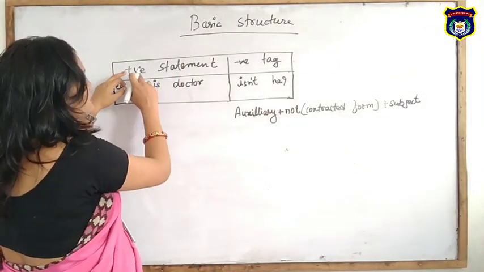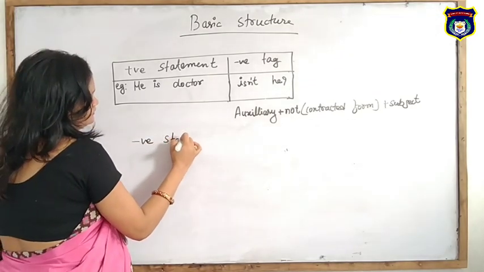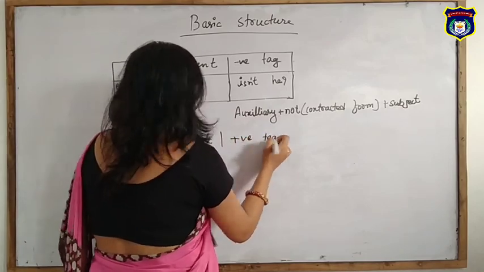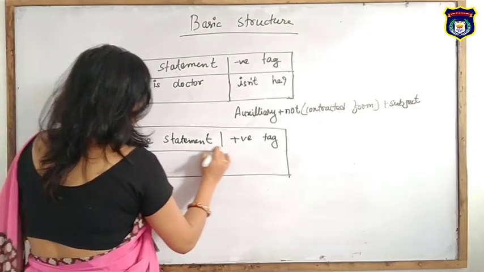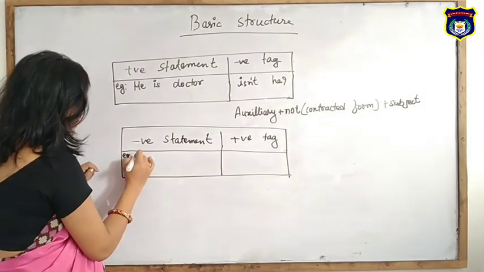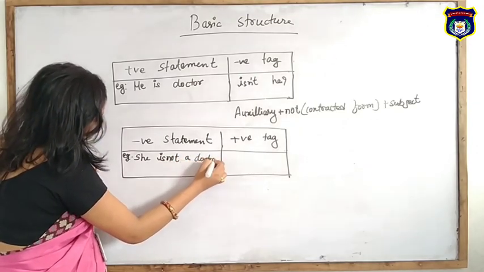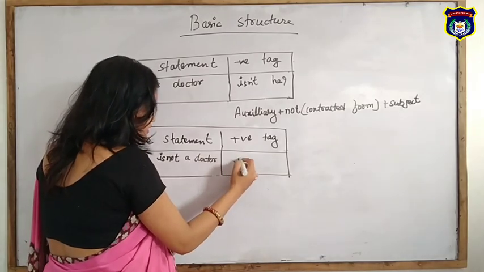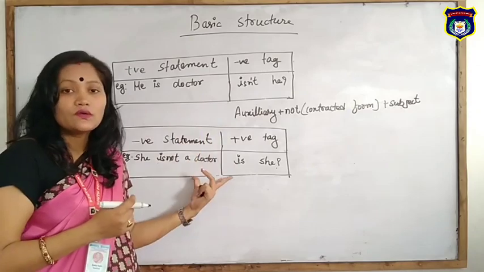Now in the same way, I have mentioned here that in a positive statement the tag should be negative. In the same way, vice versa. If the statement is negative, the tag should always be positive. So, like if I write here, in the same way, she is not a doctor. So what should be the tag of it? This is negative, so the tag is positive: is she, with the question mark. So I think now my viewers are quite clear up to here.